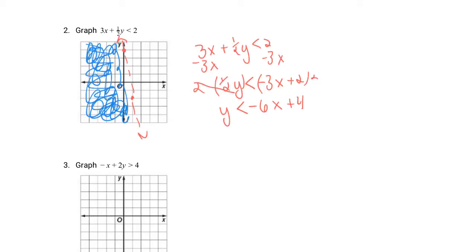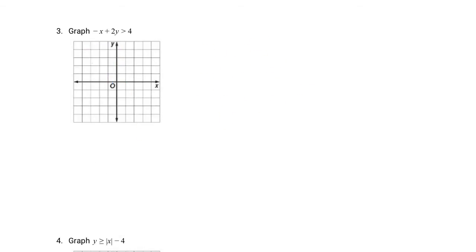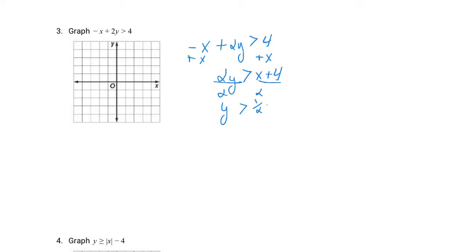All right, one more. Pause it. Do it on your own. Ready, set, go. All right, last one. We've got negative x plus 2y is greater than 4. Got to rearrange, so I'm going to add x to each side. 2y is greater than x plus 4. We divide everything by 2 and get y is greater than 1/2 x plus 2.